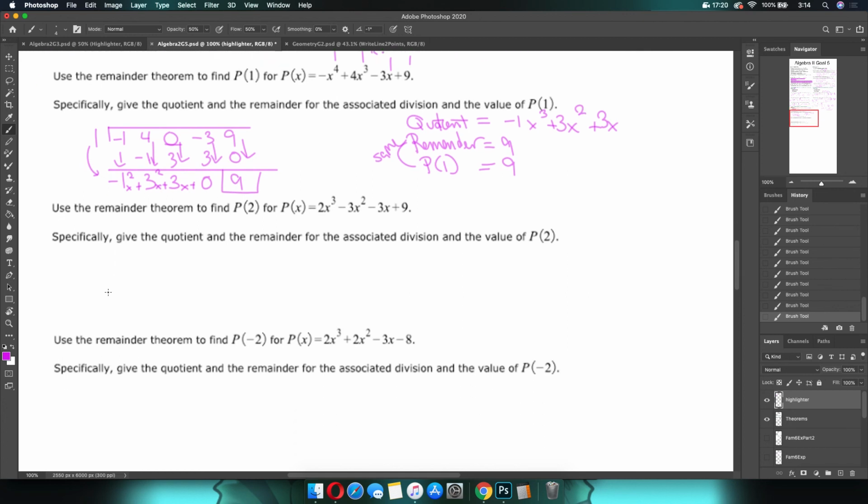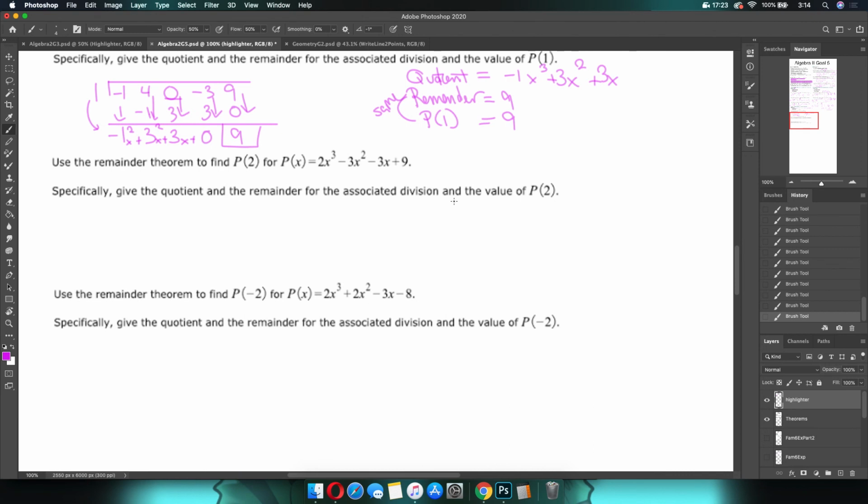So we'll go through a couple more examples to make sure you're comfortable with it first before I let you off in the wilds. So we're going to have a quotient, a remainder, and a P of, in this case, 2. And remember, these are the same. So what do we have? 2 goes here, 3, 2, 1, 0. Okay, so there's no extra things. 2, negative 3, negative 3, and then 9. Now notice I don't have a 0 here because every single exponent is accounted for. So there's no extra steps that we need to worry about here like we did up here.